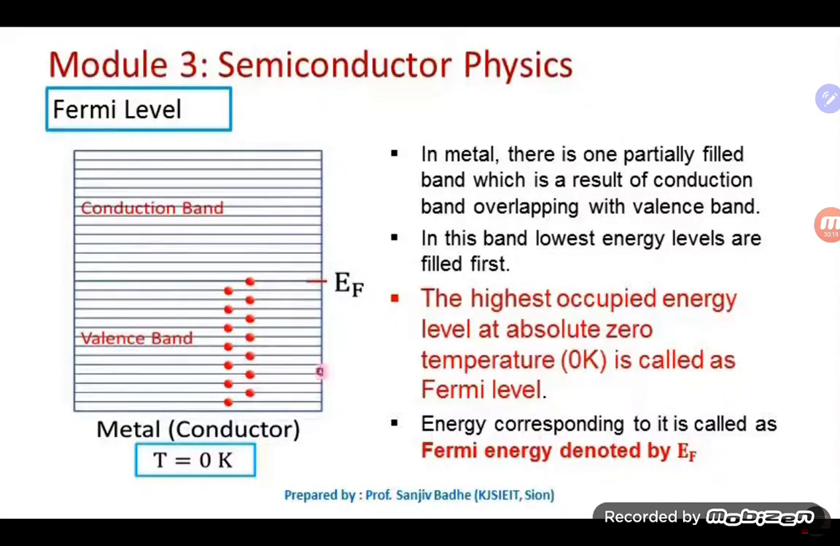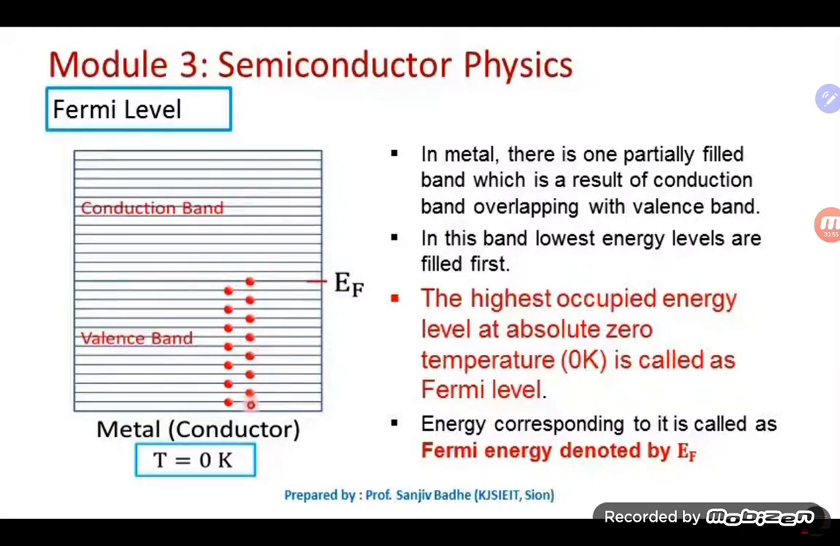Now at absolute zero temperature, that is at 0 Kelvin, the lower energy levels in this band will be filled first and upper energy levels will remain empty. We can define the Fermi level as the highest occupied energy level at absolute zero temperature. So the highest occupied level at 0 degree Kelvin is called the Fermi level.